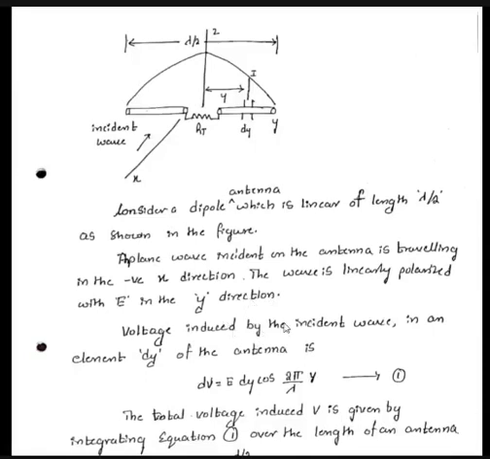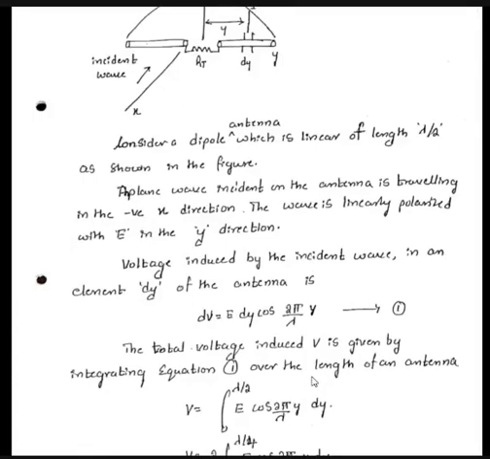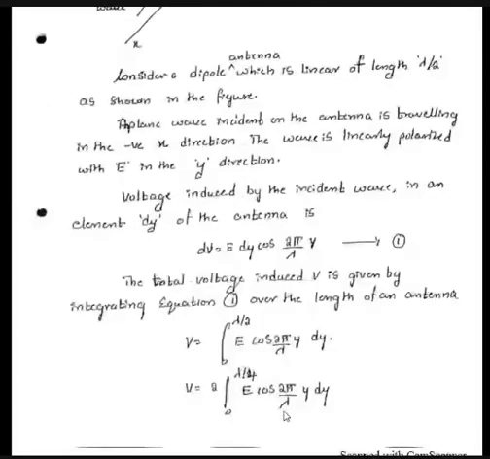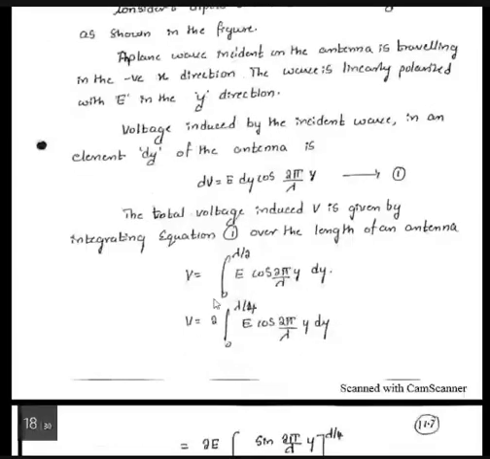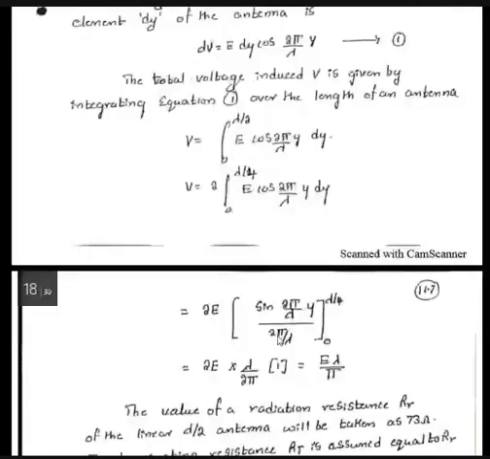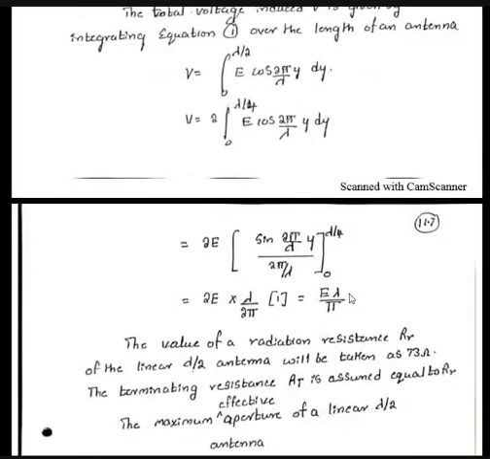The voltage induced by the incident wave in an element dy of an antenna is given by dV is equal to E dy cos(2 pi by lambda times y). Now if we want to find the total voltage induced in this dipole whose length is lambda by 2, we need to integrate this equation number 1 over the limit of 0 to lambda by 2. We know this is 2 times the integration from 0 to lambda by 4, so we can change the limits. If we simplify this integration, we get the value E lambda divided by pi. Now we have the voltage.